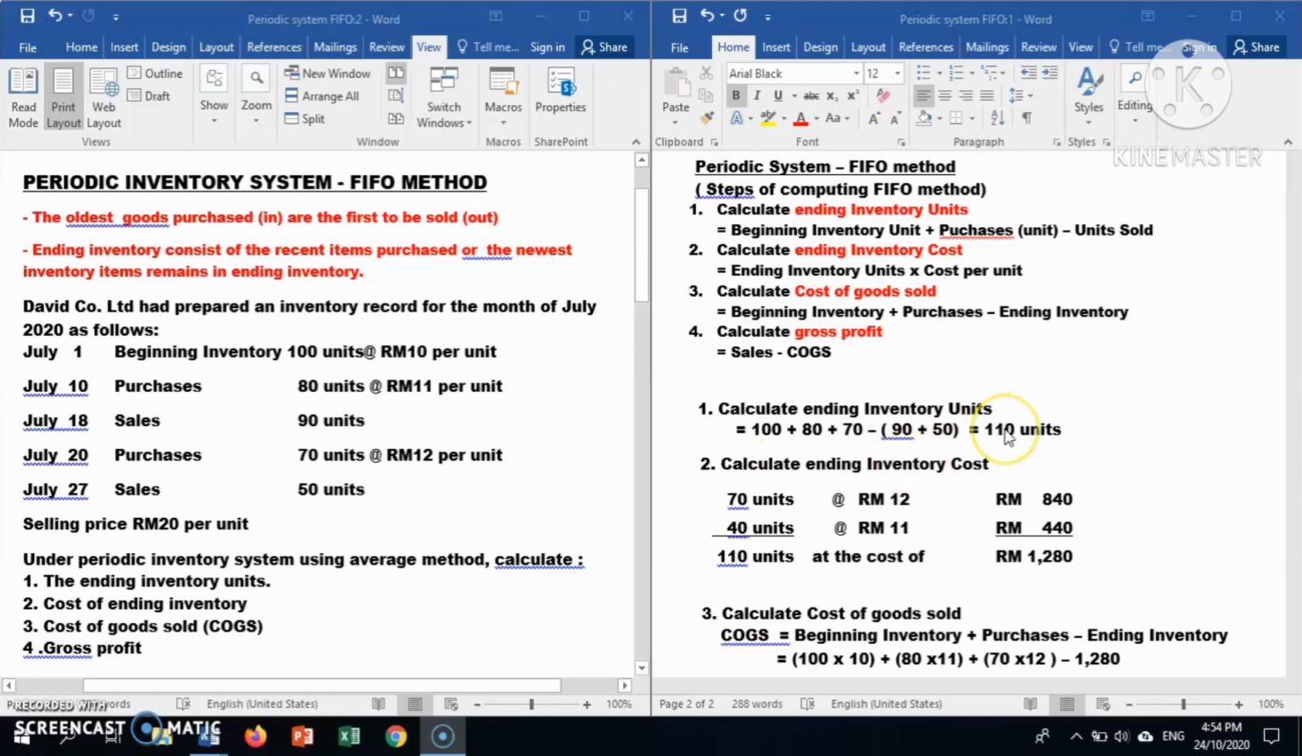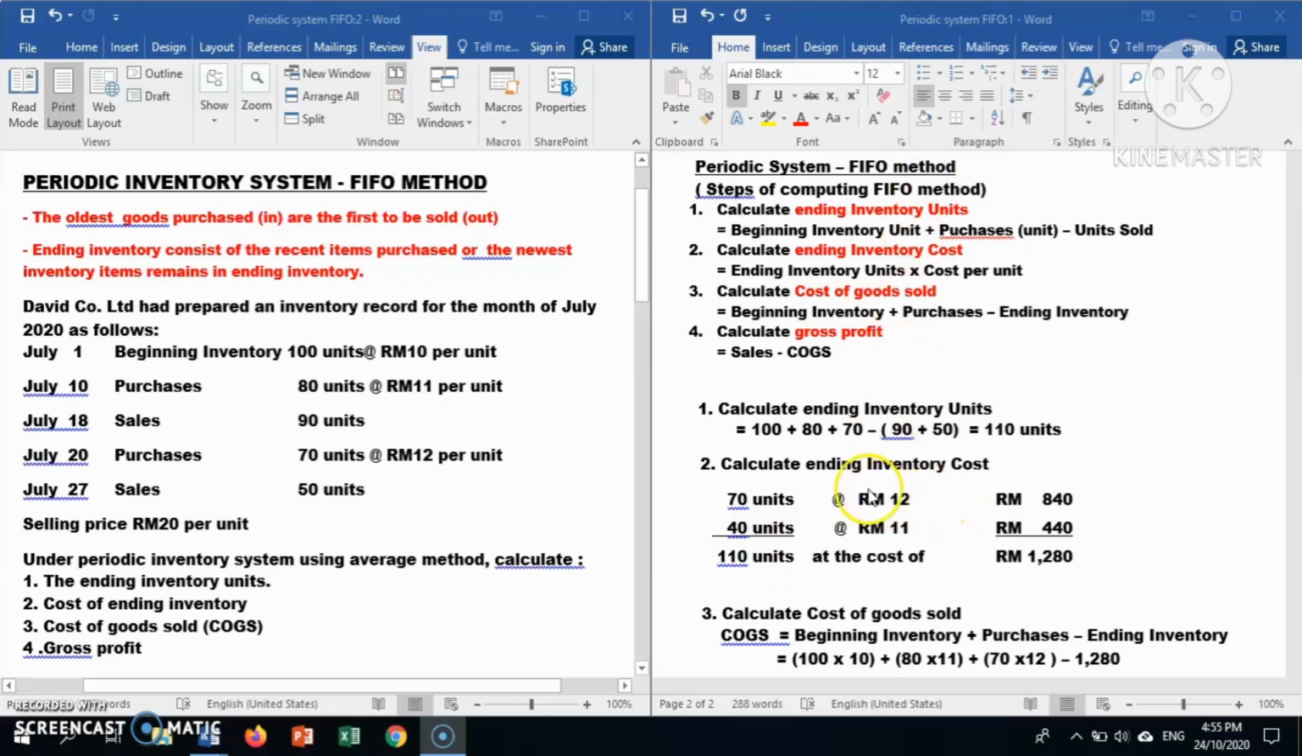So there are 110 units of ending inventory. So we have to calculate from the bottom. 70 units times 12, because we have to take the recent item that we have purchased. And the second one, this one we have to take all 70 units. And we have to take another 40 units from 80. So from 80 we take only 40 units with the cost of 11. So you will get the total for ending inventory units using the FIFO method.